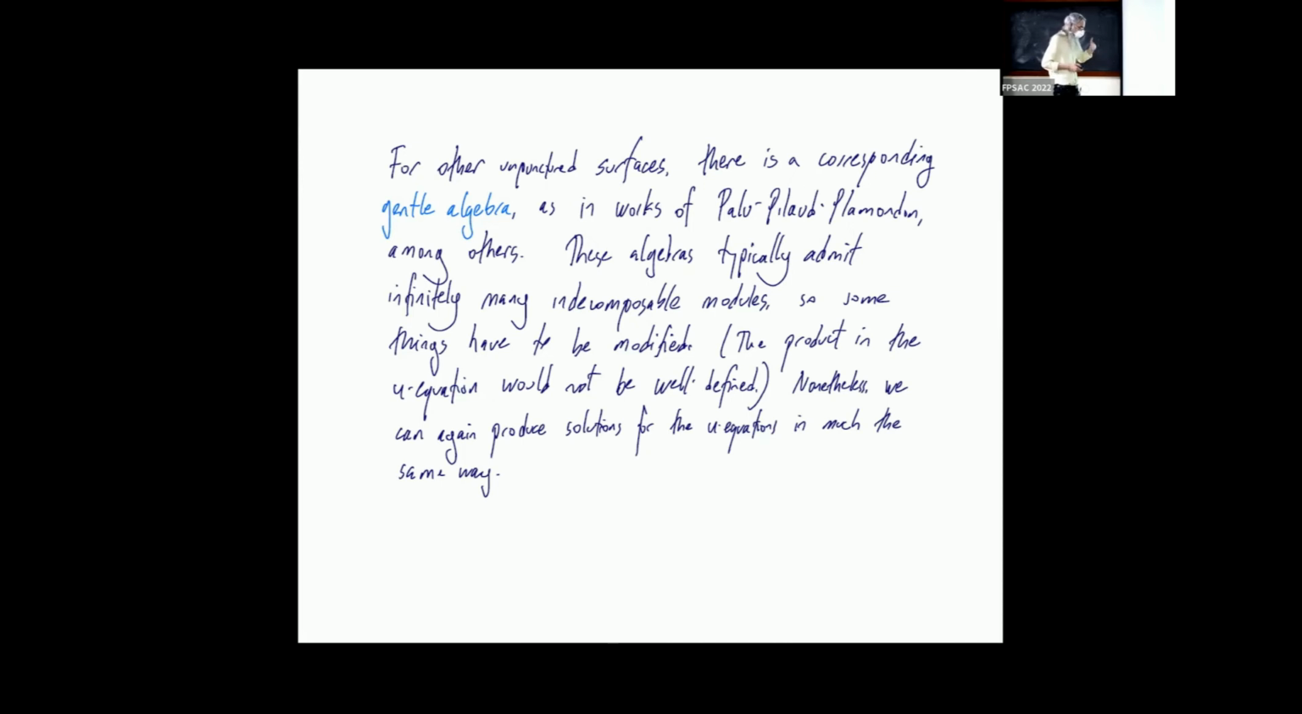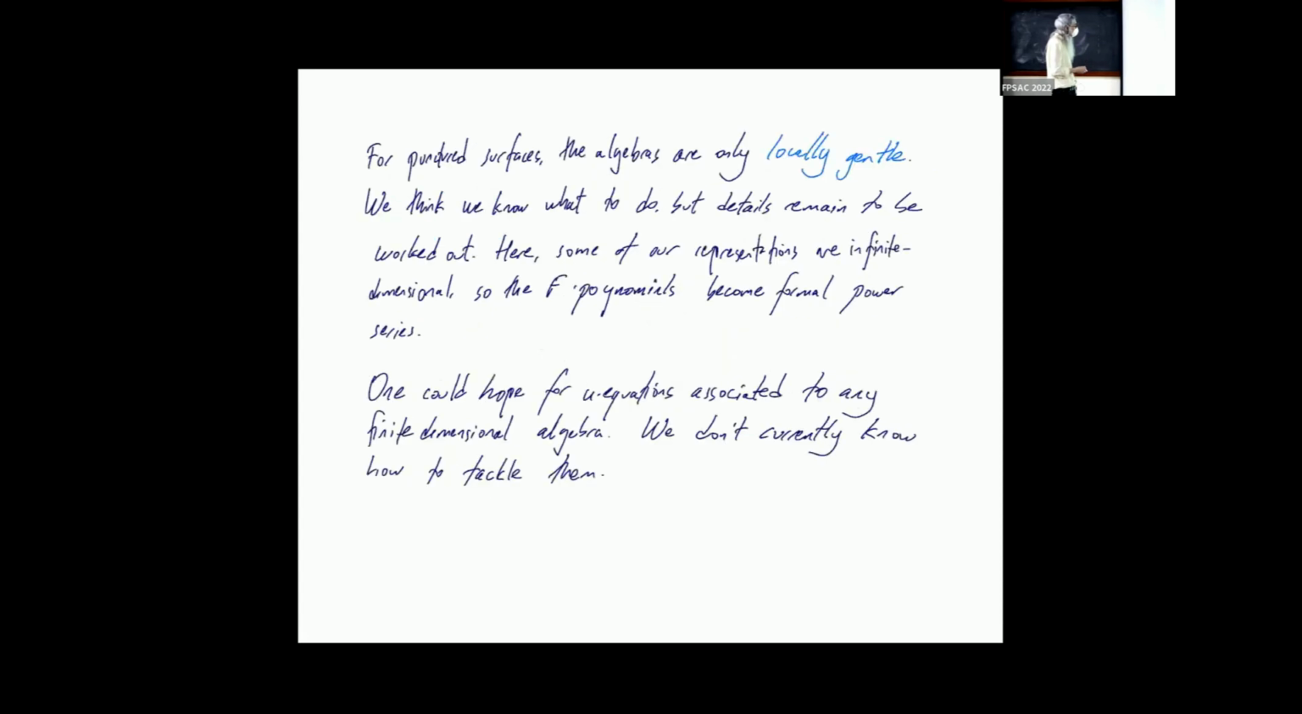This then provides us with solutions for these other surfaces, the U equations, and my physicist friends working on this project are investigating the process of using that as input into their string theoretic goals. For punctured surfaces, the algebras are not gentle, they're only locally gentle, and we think we know how it all works, but there's some details to work out.